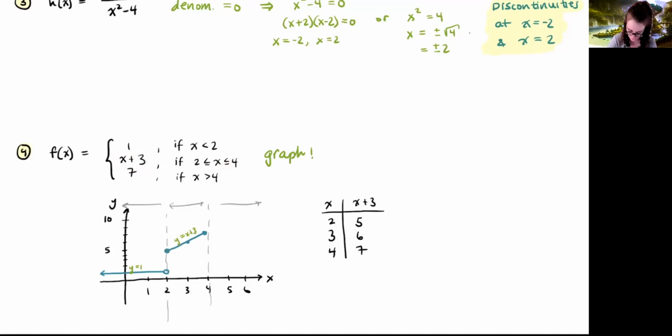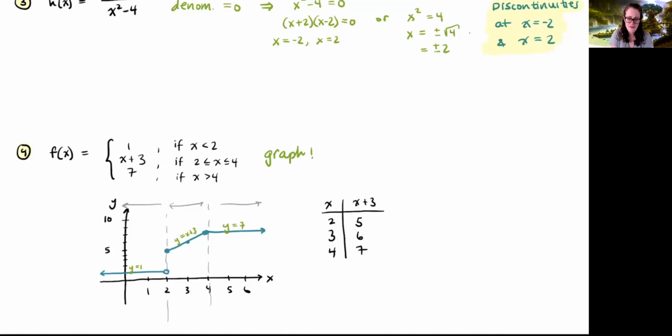Then we have from 4 on. Now this one's going to look like y equals 7. That's a horizontal line at the y value of 7. So let's see, 5, 6, 7. So that's here. That's actually the same point that this point is at, right? So that just means that this curve here is going to become a straight horizontal line like this. So there's that line.